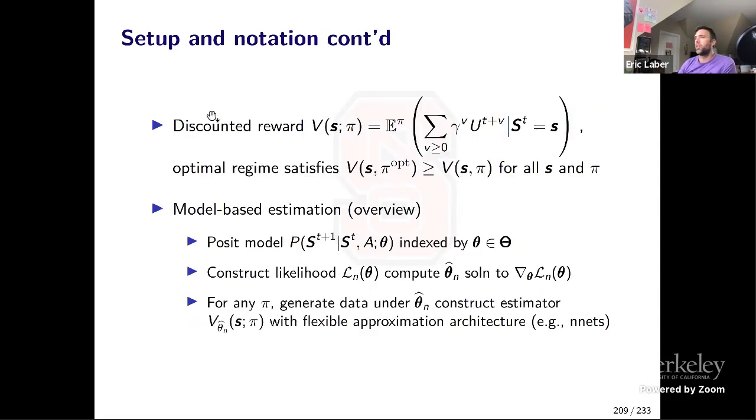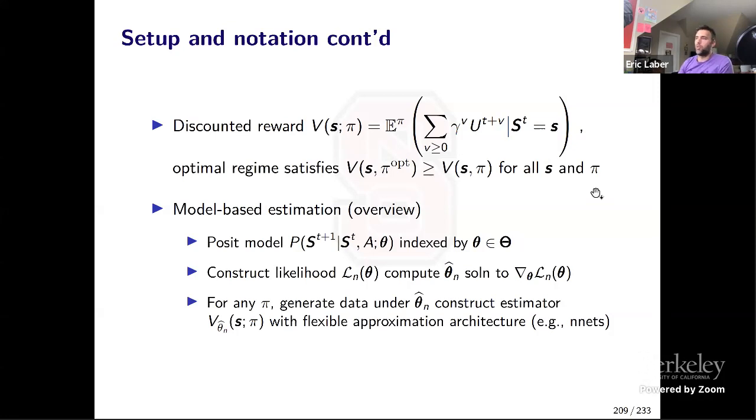So we'll look at the discounted reward case. So the value of some state s under policy pi is the expectation under pi of the sum of gamma to the v power, where gamma is a discount factor, times U_{t+v}, given the current state is s. And an optimal regime here will satisfy V(s, pi opt) is greater than or equal to V(s, pi) for all s and all pi.